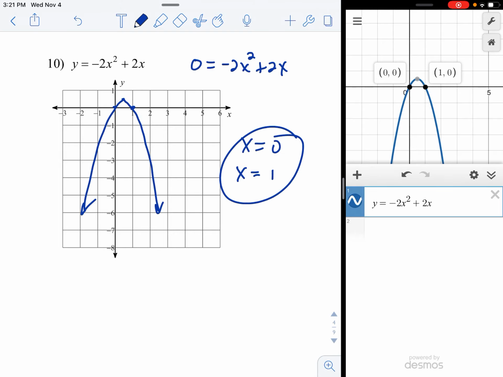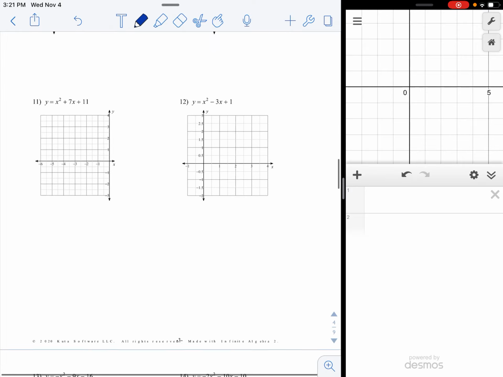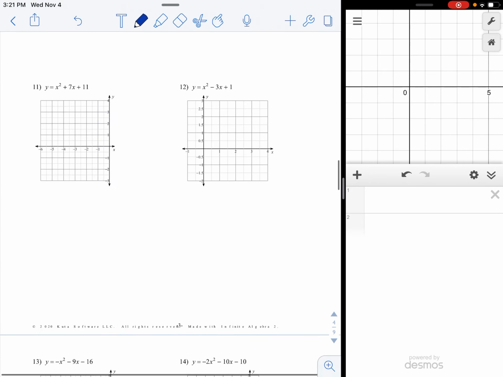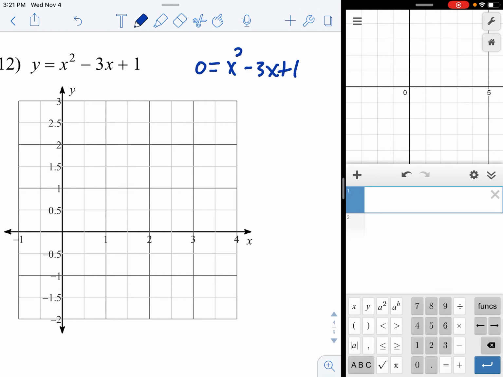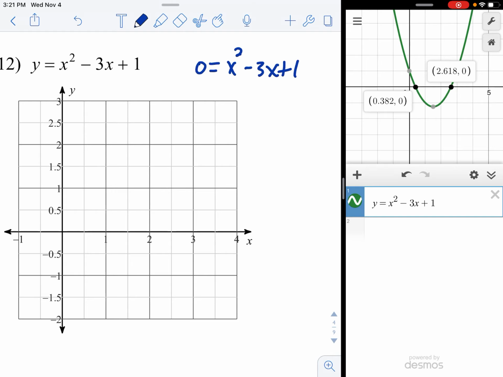All right, if you think you can handle this, go ahead and stop the video and get to work. I've got a couple more to do anyway, so I'll finish out the notes. 0 equals x squared minus 3x plus 1. So y equals negative 3x squared. Nope, typing that in wrong. Y equals x squared minus 3x plus 1. Okay, so this time we're at like decimal numbers.